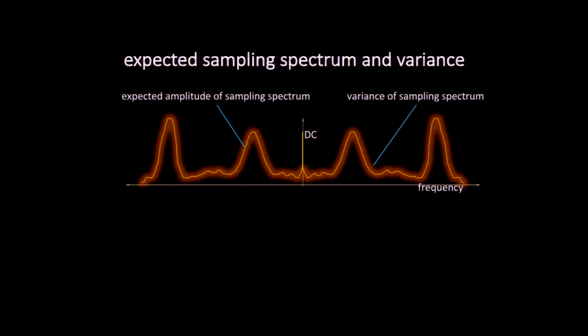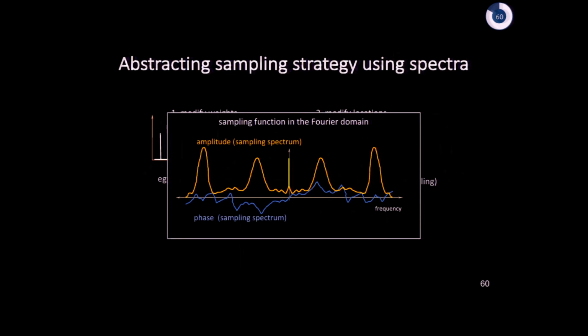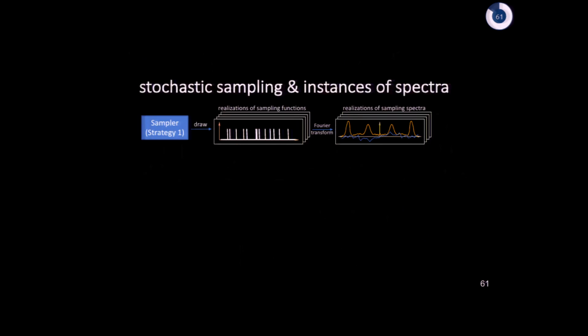You have some idea of what the expected amplitude is and what the variance in the expected amplitude is. Now this is really handy, because we can throw away anything we knew about the strategy. You can disregard whether you modified weights or positions; none of that matters. The only thing we look at is the expected spectrum, and then ask: in terms of the expected amplitude spectrum and the variance, can we say anything about the error in integration?